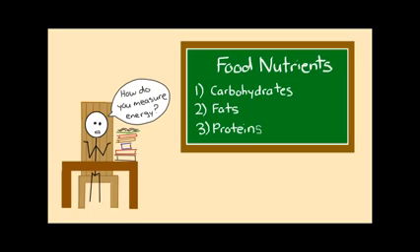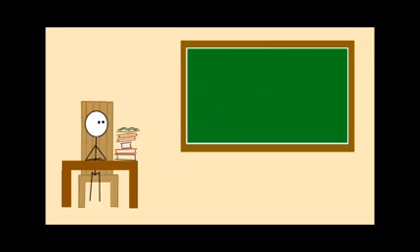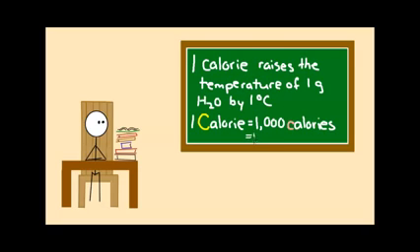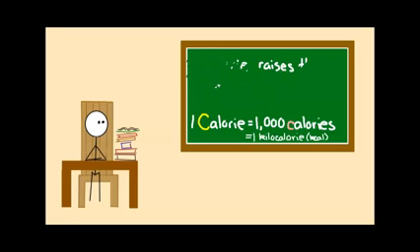How do you measure energy? Energy is expressed in calories. By definition, 1 calorie is the amount of energy it takes to raise the temperature of 1 gram of water by 1 degree Celsius. For convenience, we use calorie with an uppercase C, which actually refers to 1,000 calories, or 1 kilocalorie. To give you a better perspective, the average 8th grader needs 2,000 calories with an uppercase C, or 2,000 kilocalories, a day to stay alive.